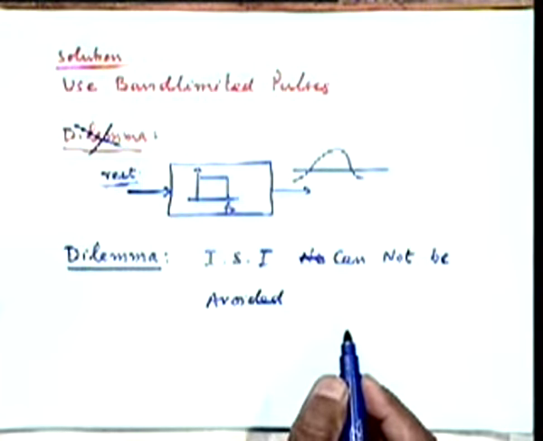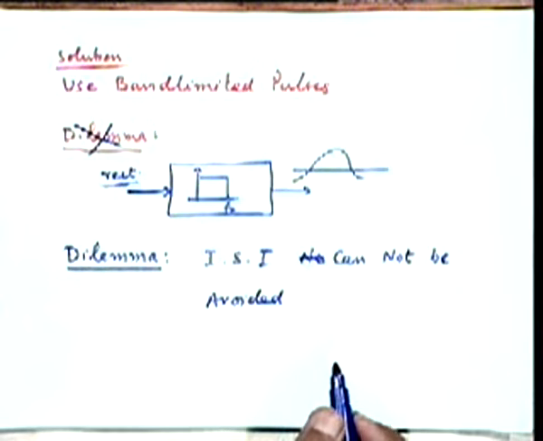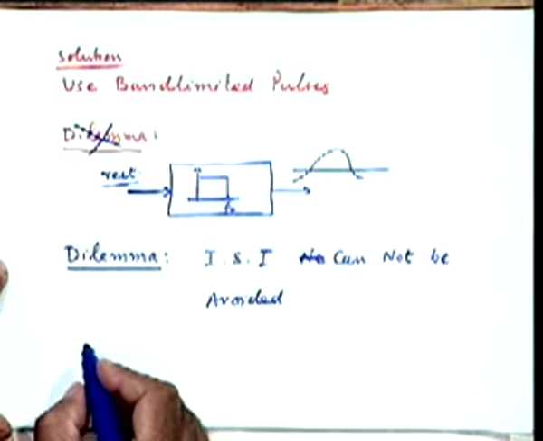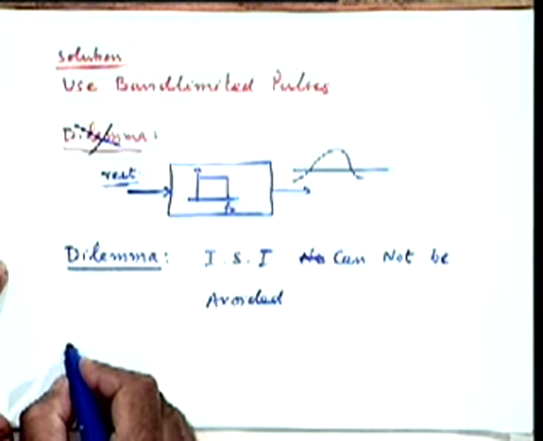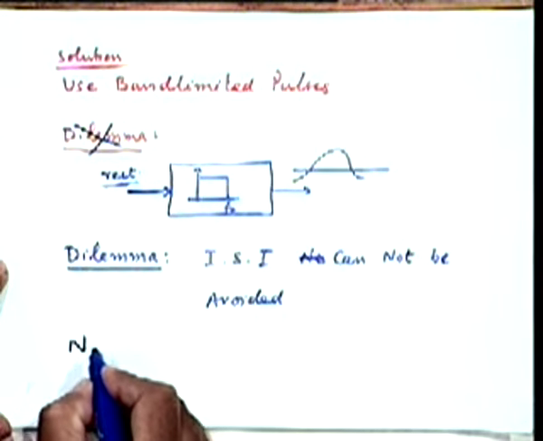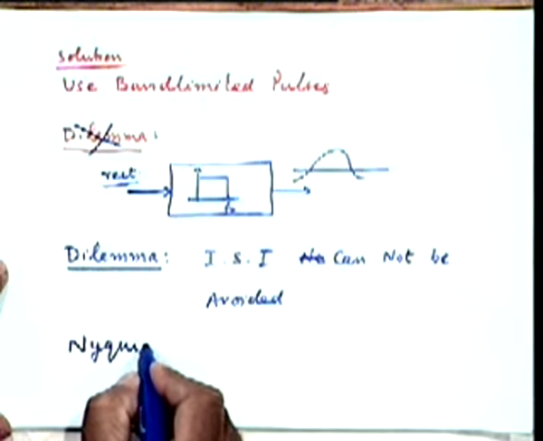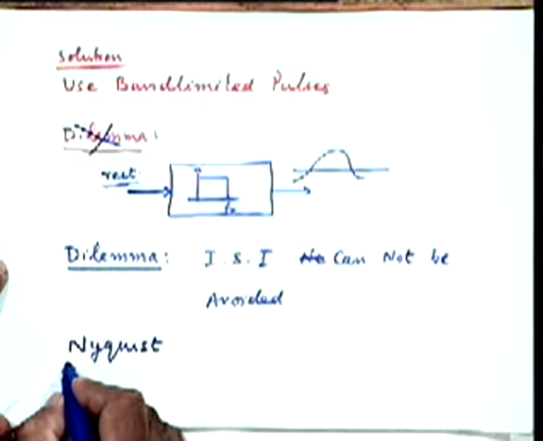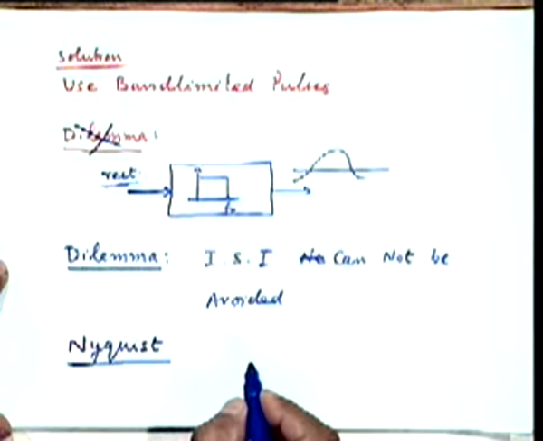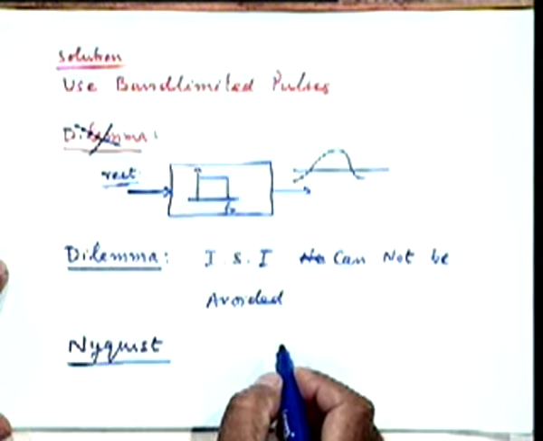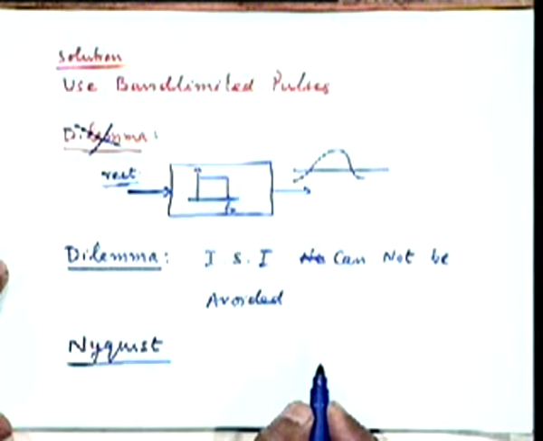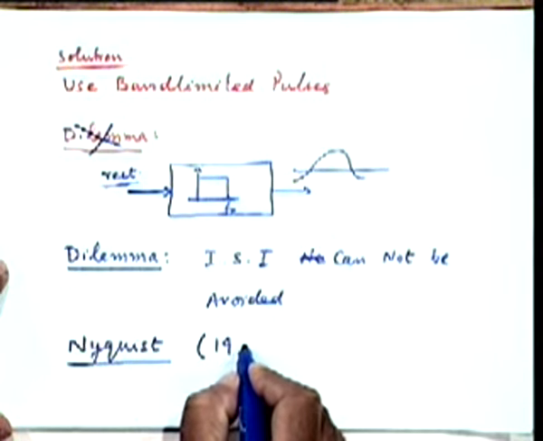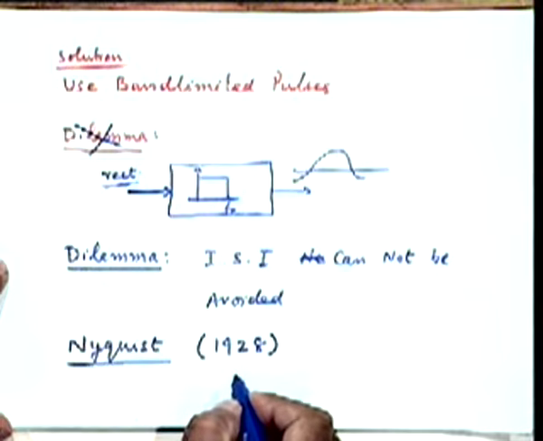So either we have to live with it or we have to do something about it. And the answer to this dilemma was provided long ago by a gentleman whose name you are very well familiar with by now. His name is Nyquist, right? And this result due to him, which enables us to use band limited pulses and still eliminate intersymbol interference, was provided as long ago as 1928, in a classic paper that is still referred to greatly.